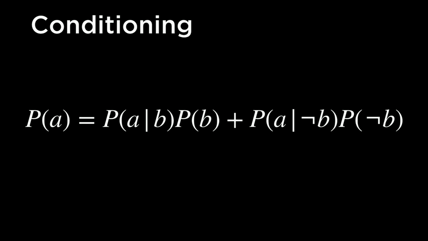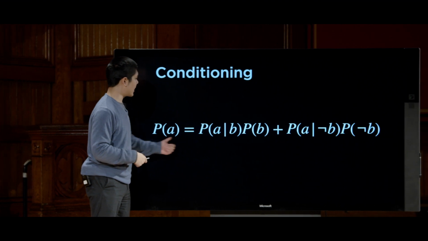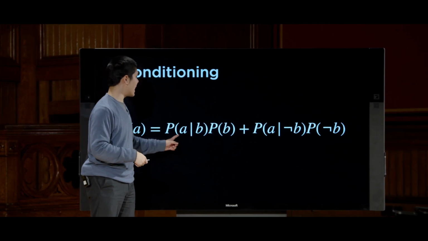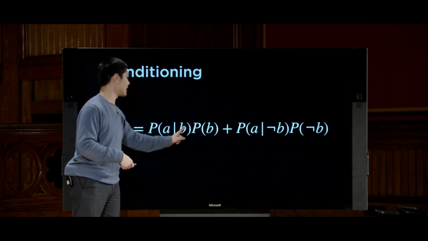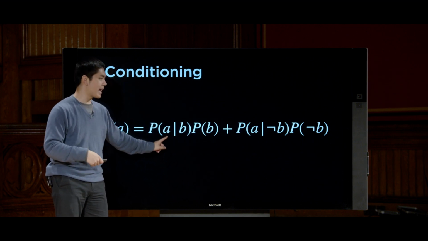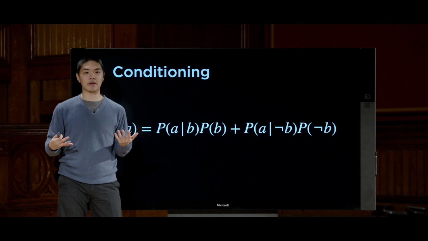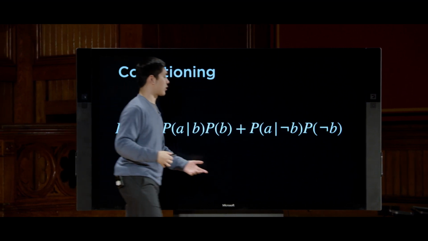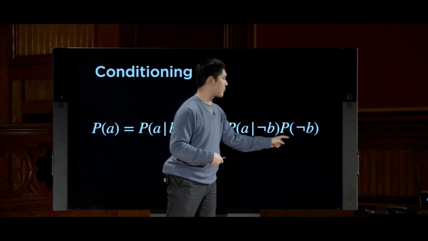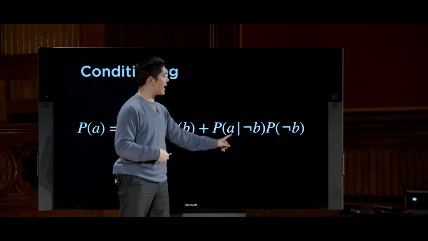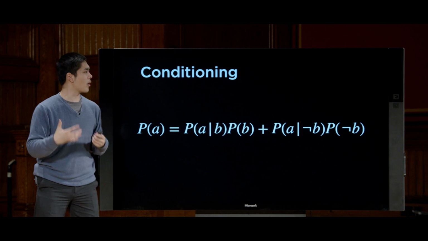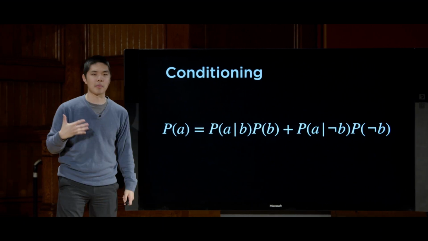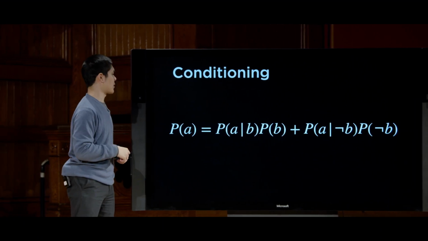Well, if I want to know the probability that A happens, and I know that there's some other variable B, either B happens or B doesn't happen, then I can say that the probability of A is the probability of A given B times the probability of B, meaning B happened, and given that I know B happened, what's the likelihood that A happened? And then I consider the other case, that B didn't happen. So here's the probability that B didn't happen, and here's the probability that A happens, given that I know that B didn't happen.